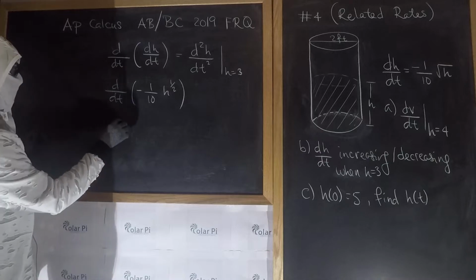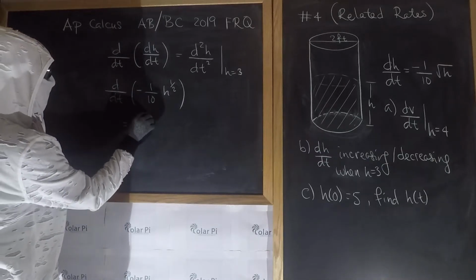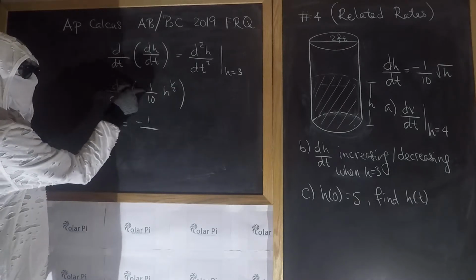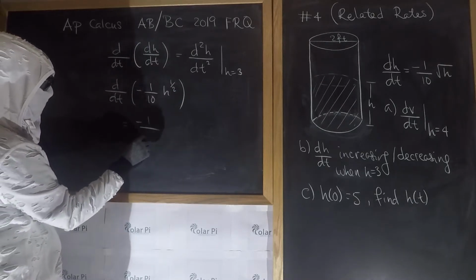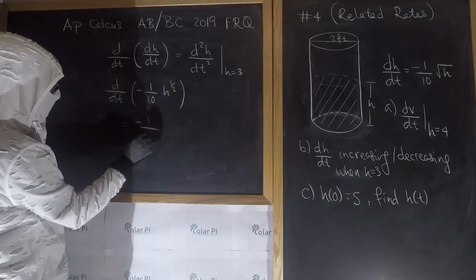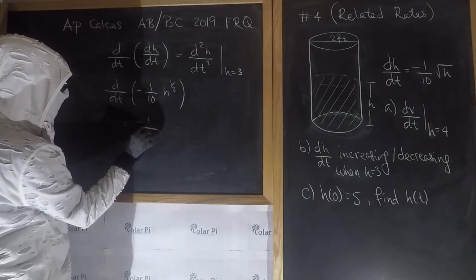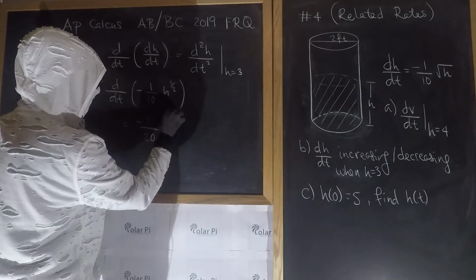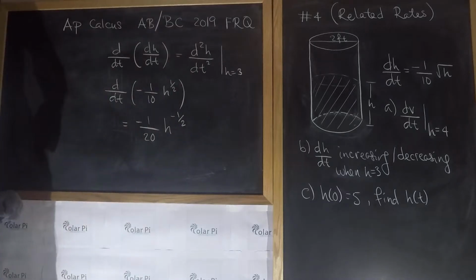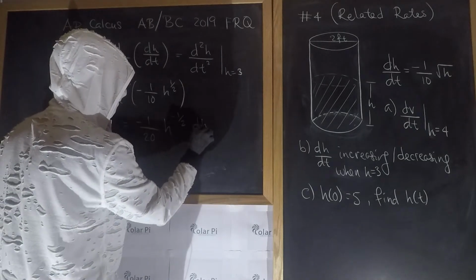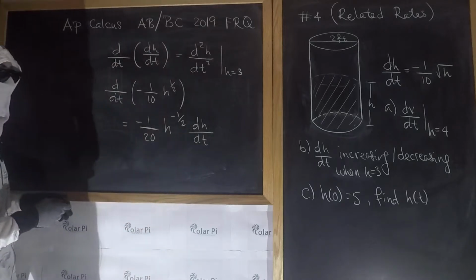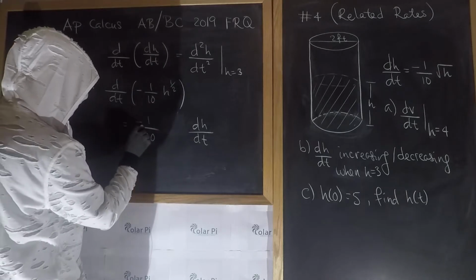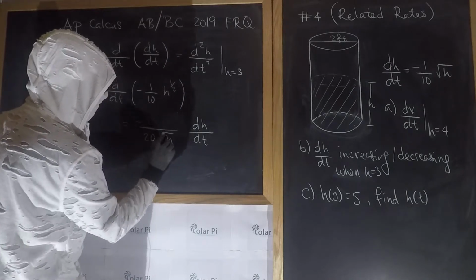What is that going to be? It's going to be negative 1 over 10 times 1/2, by the power rule, so that's 1 over 20, right? And then h to the negative 1/2 power, times dh/dt. Now h to the negative 1/2 power is like root h in the bottom, so I'll just write that, root h, right here.